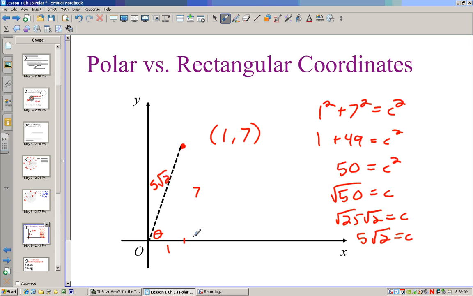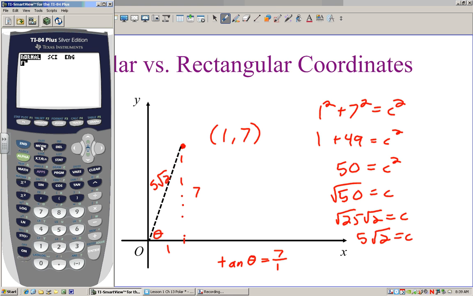So my theta I can find out by using tangent, because this is opposite over adjacent. So if I say the tangent of theta is 7 over 1, we just have to take out our trusty calculator. Remember to make sure your calculator is in degree mode. And then we just need to do second tangent of 7 over 1, which is 7. And we'll find out that that angle is 81.86 degrees.